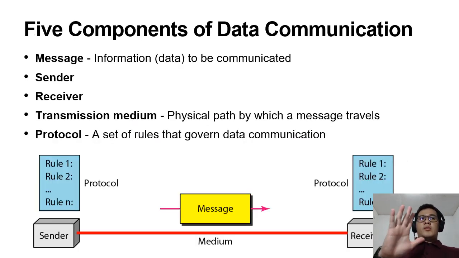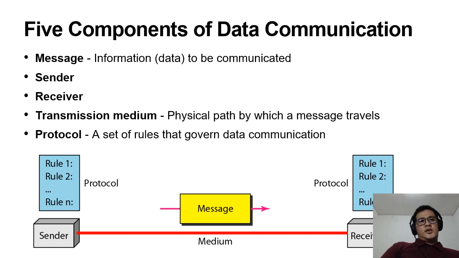So there are five components of data communication. The first one is the message, right? The message, the sender, the receiver, the transmission medium, and the protocol. The message is the information data to be communicated. The sender and the receiver are the important parts. The sender will send the message and the receiver will receive the message. And the transmission medium will be in the middle, between the sender and receiver.